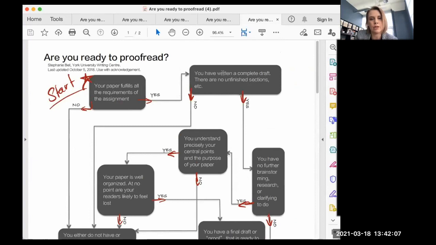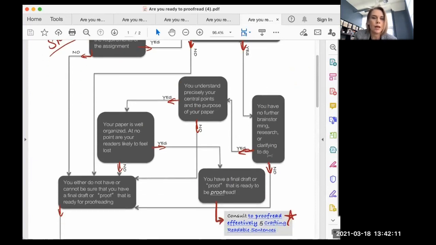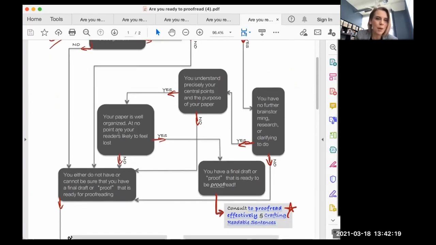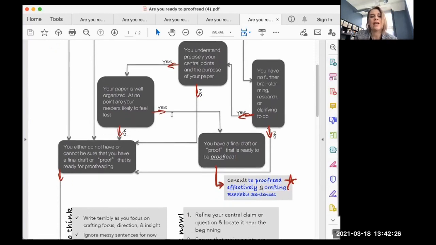If you've written your complete draft, then you follow yes. You have no further brainstorming, research, or clarifying to do. If the answer there is yes, you understand precisely the central points of your paper. Yes, your paper is well organized, so you've taken care of organization and flow and coherence issues. So after all of that, if you can say yes to all of those questions, then you can be sure that you have a final draft or proof that is ready to proofread.